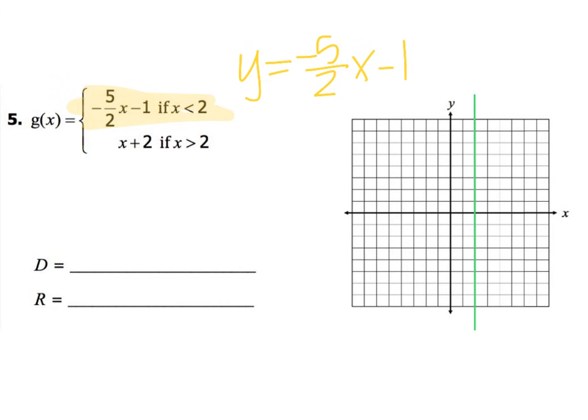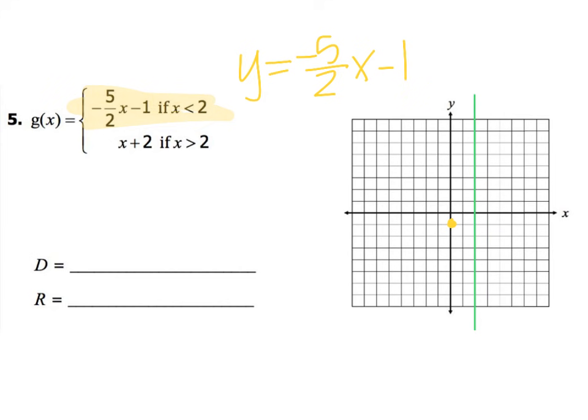So we know that we want this equation of the line on our graph to the left of x equals 2 because we want it when x is less than 2. So we start by just graphing this line. We know our y-intercept is negative 1, so we put a dot at negative 1. And then to graph this, we want to look at our slope. So our slope is down 5 to the right 2. So down 5 and to the right 2. All right, and now we're going to end up on our line at x equals 2.